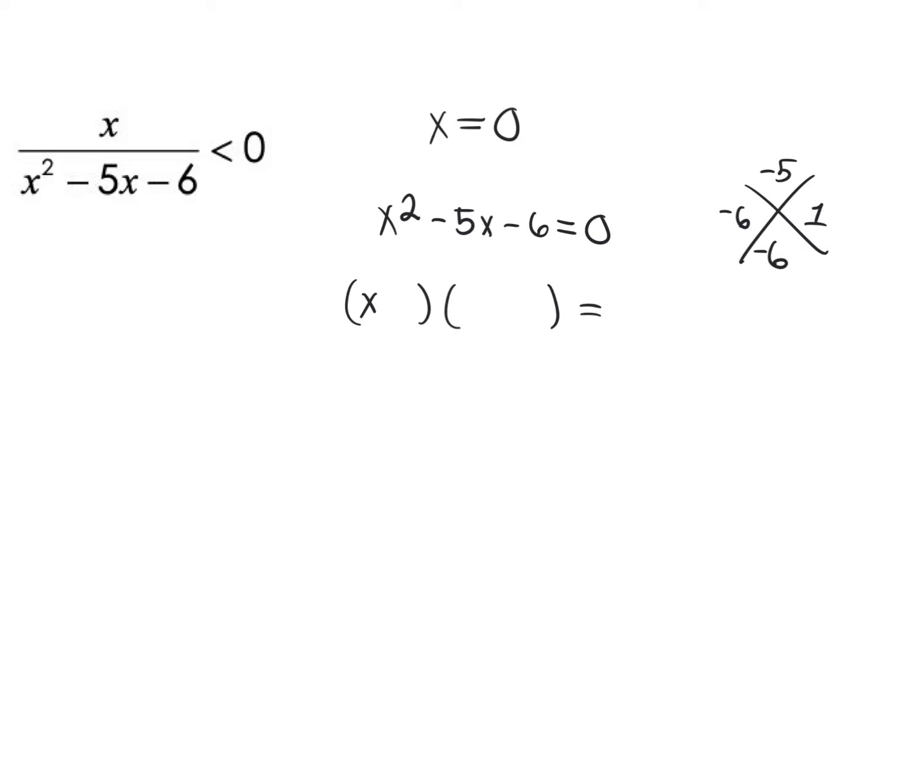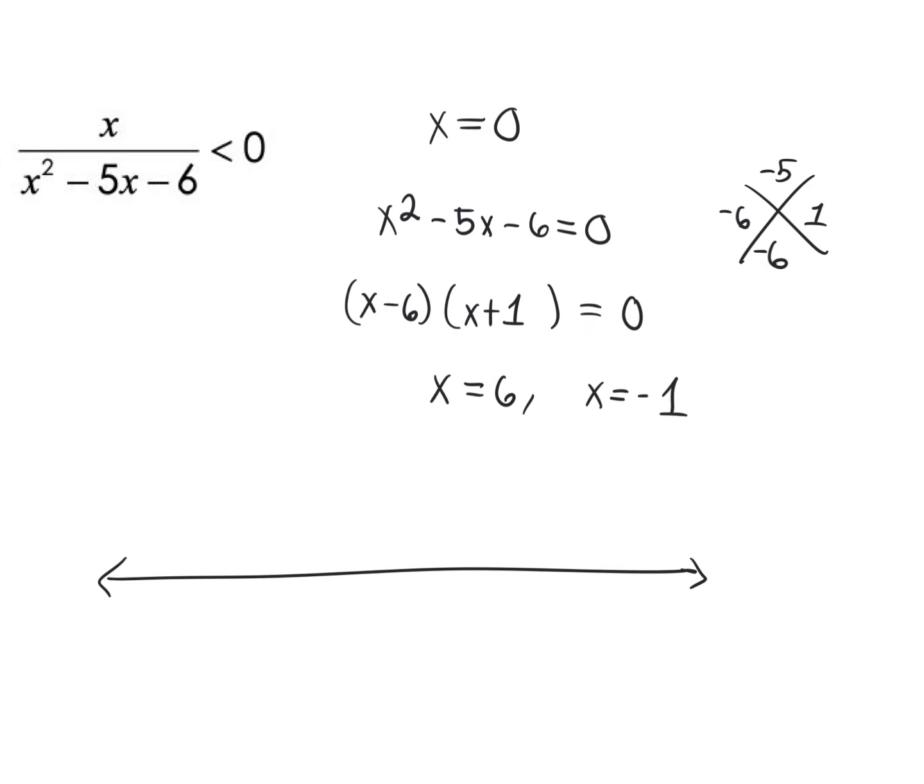So we'll have (x minus 6) times (x plus 1) equals 0. So x equals 6 and x equals negative 1. Now, when we plot these on the number line, x can never be these values. So we're going to include the negative 1 with an open circle, 0, and 6. And then we're going to choose values to the left of negative 1, so negative 2, and between 0 and negative 1.